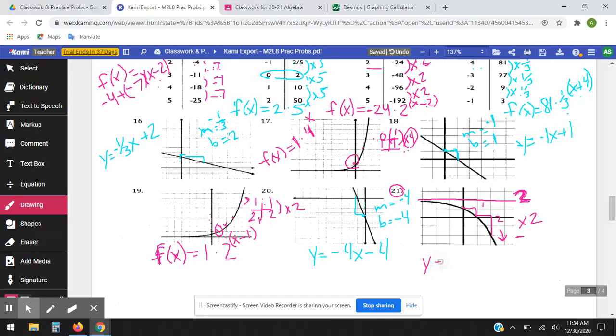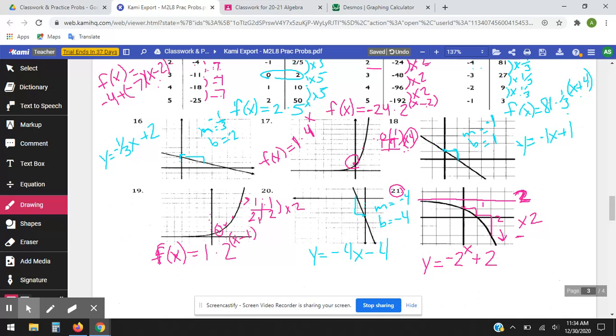So I'm going to do a y equals on this one. So I know it's a negative 2 to the x. If I put in 0, 2 to the 0 is 1. Excuse me, the negative is outside. So negative 2 to the 0 is negative 1, but I need to get up to positive 1. So to do that, I need to add 2.